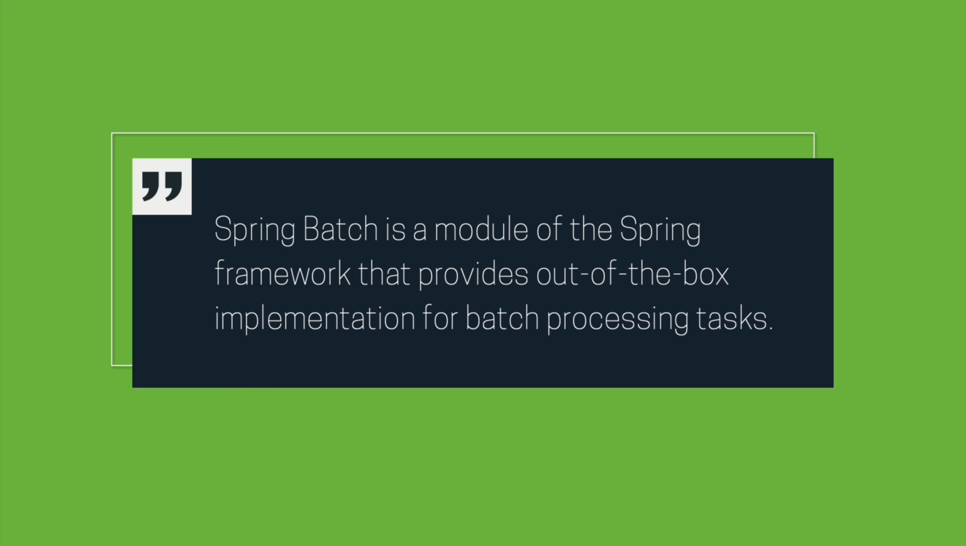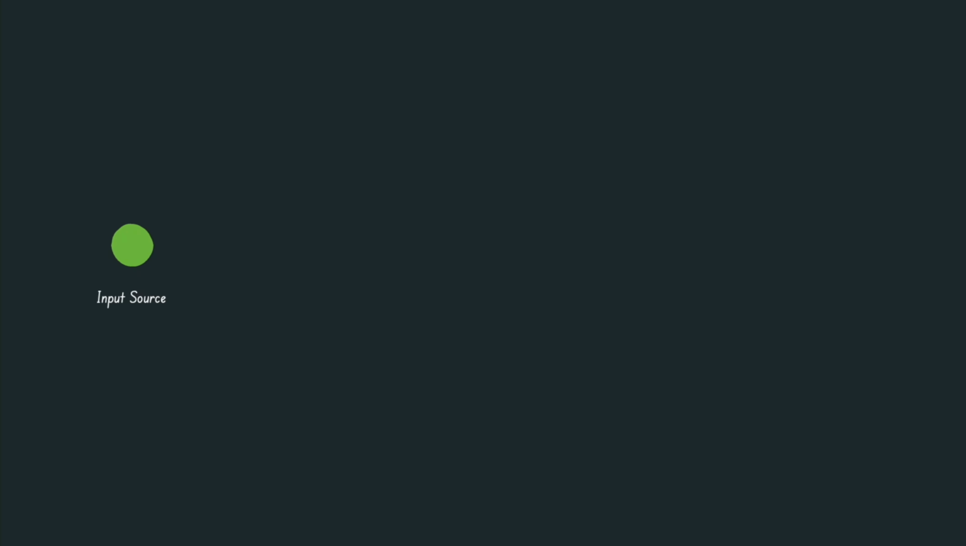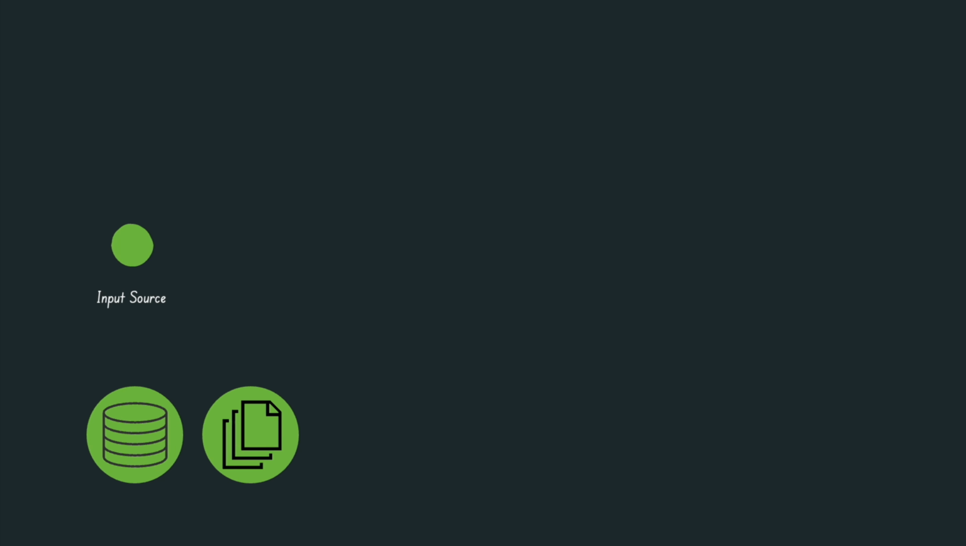For example, if you want to generate a daily report, or do a periodic import of your data into the database, or any complex calculations or transformation on your data, you can use Spring Batch for that. A typical batch processing application involves the following steps. We first have an input. The input can be the data within your existing database, or it could be the data within a file.